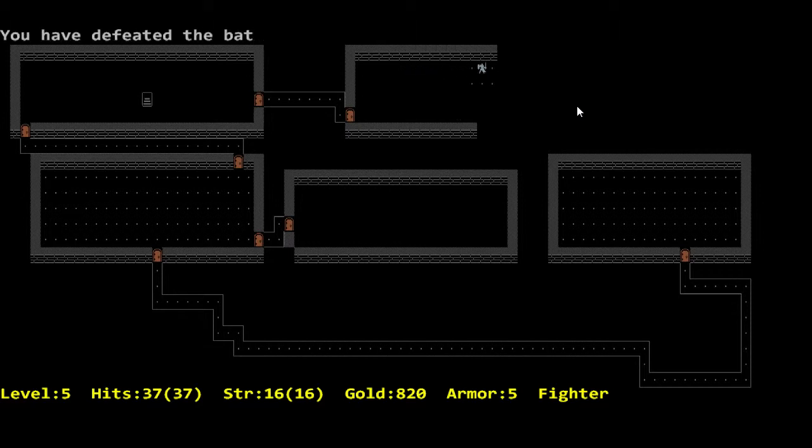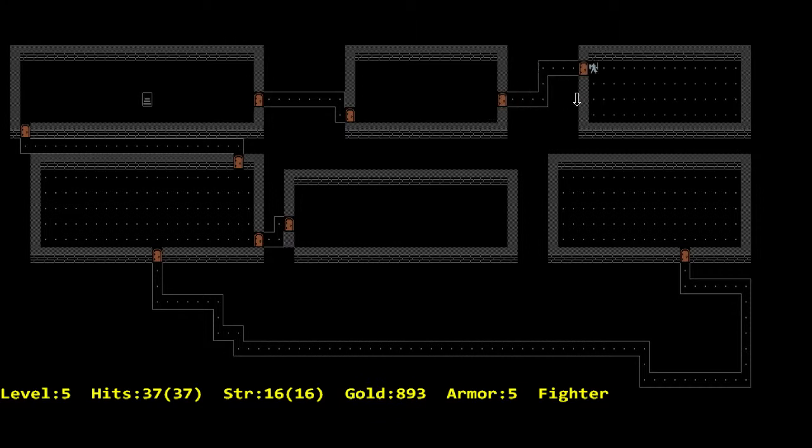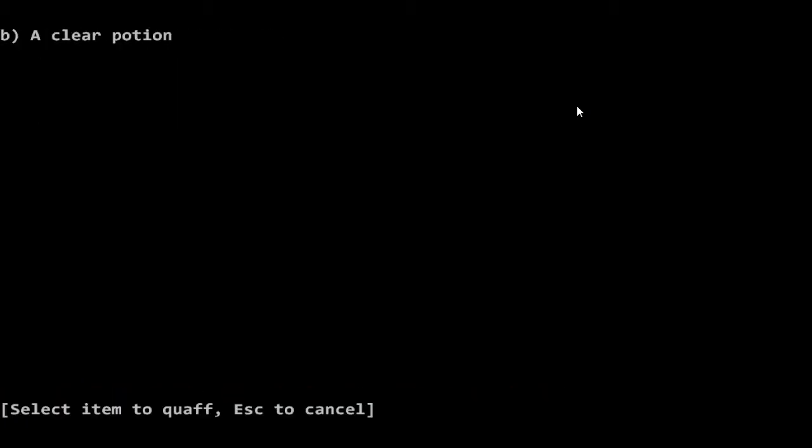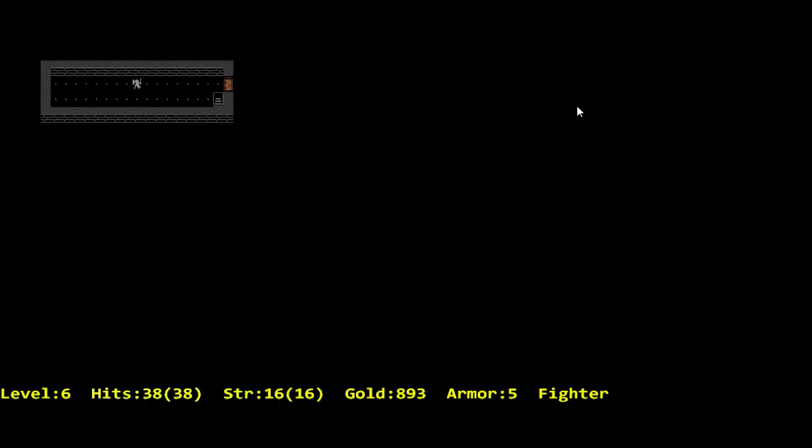Just like that. Defeated the bat, found some gold. And okay, we are done here. That was level 5. Okay, there's another potion. And since we are at full strength, let's just try it. You begin to feel better. So that was a potion of healing.